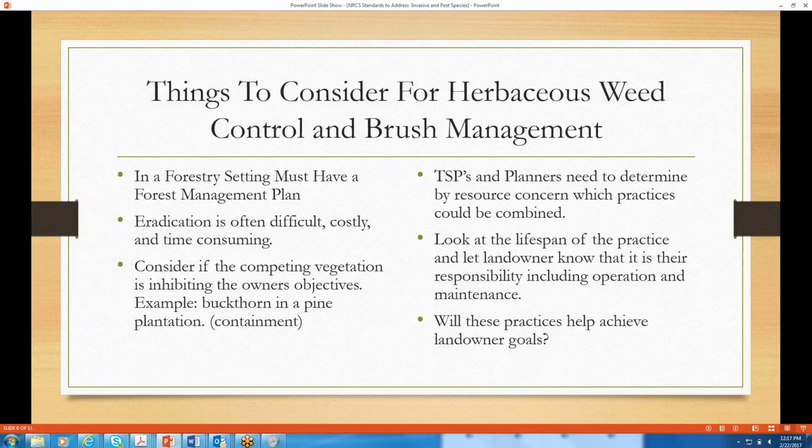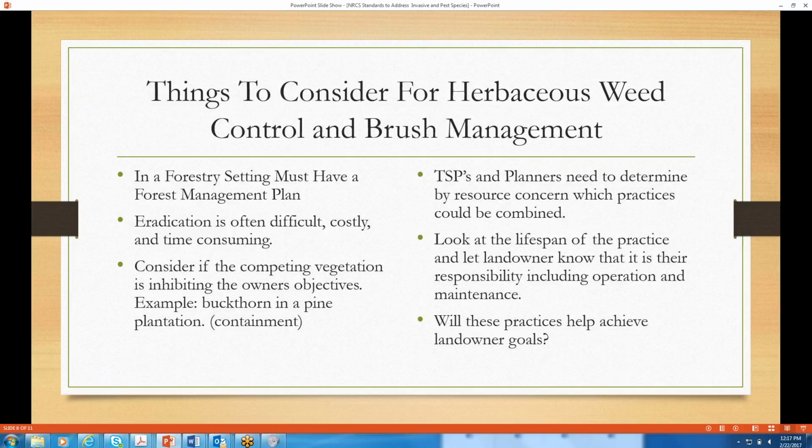TSPs and planners need to determine by resource concern which practices could be combined. What I'm trying to get across in this perspective is that if you say your resource concern for brush management is 100% eradication of a buckthorn invasive, or another invasive tree or shrub species, and you're going to use another practice like competition control, and you're citing specifically the fact that the resource concern is plant and pest pressure, then I don't think that would work really well with those resource concerns.